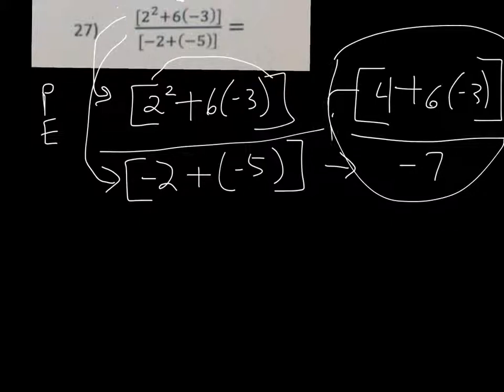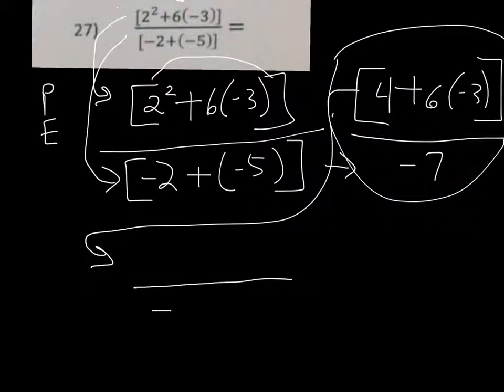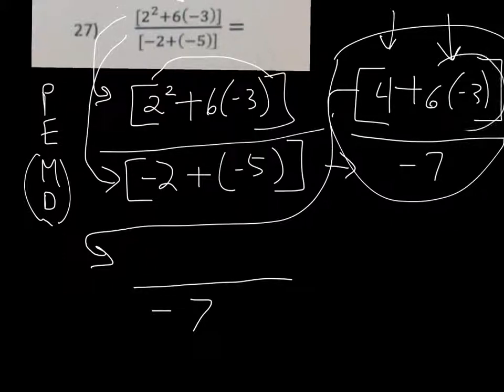Okay, so now I'm going to take this guy and I'm going to solve him a little bit more down here. So we have 4 plus 6 times negative 3. And PEMDAS says our next step is multiplication and division from left to right. Well, we got to do the multiplication before we do the addition. So it becomes 4 plus a negative 18.